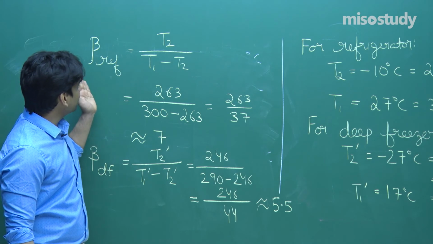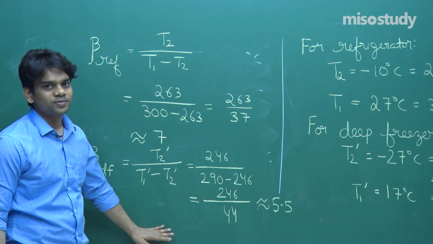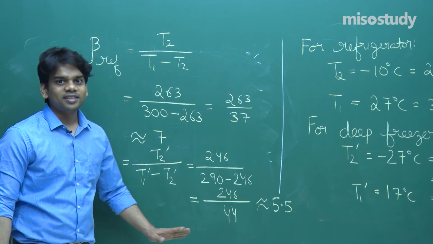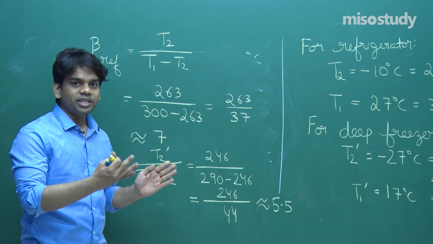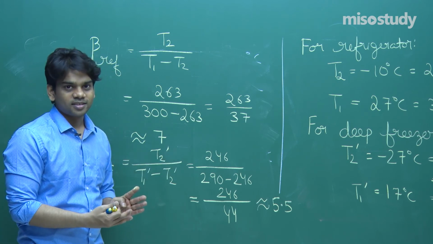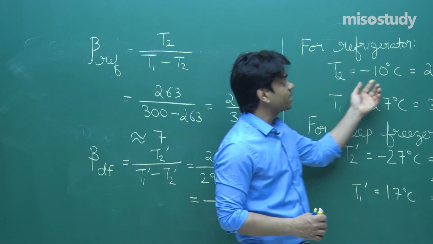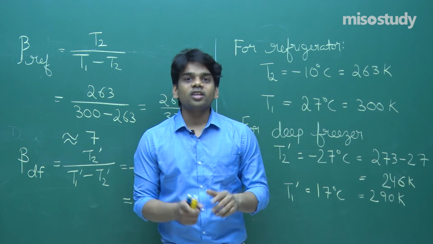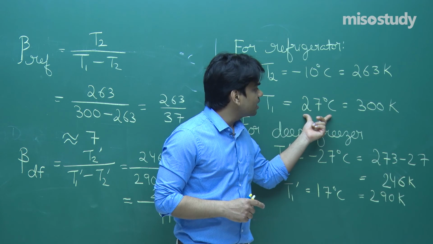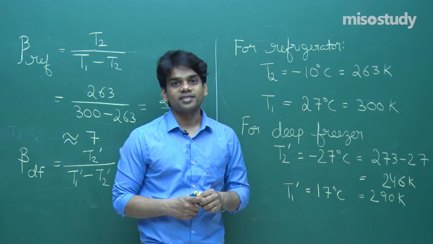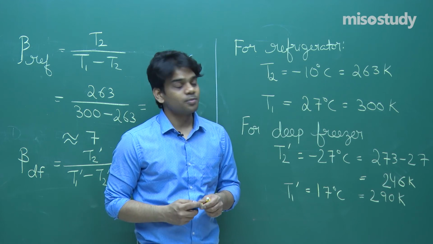Now you can see that the refrigerator has got more efficiency compared to the deep freezer, working at two different sets of temperatures. Although you must be thinking that the deep freezer is releasing heat energy from a temperature that is minus 27 degrees Celsius, that is far lower than the lowest temperature for the refrigerator, that is minus 10 degrees Celsius, still the refrigerator has more efficiency. If you see, it is releasing heat energy at 27 degrees Celsius, the external surrounding has a temperature of 27 degrees Celsius.